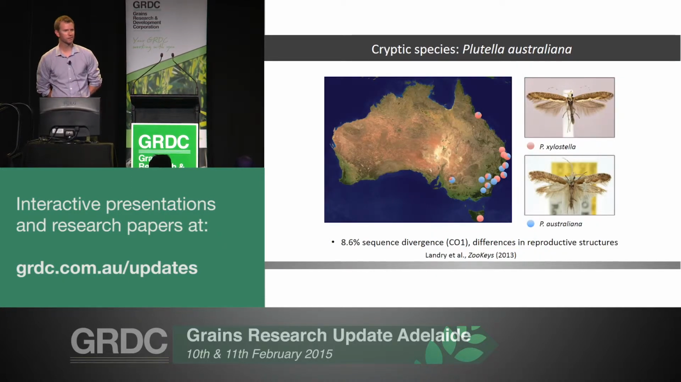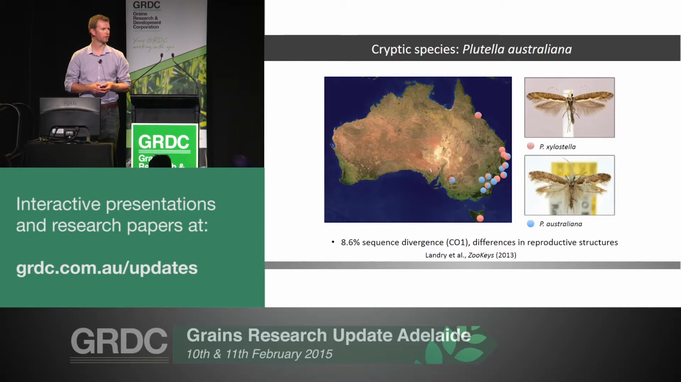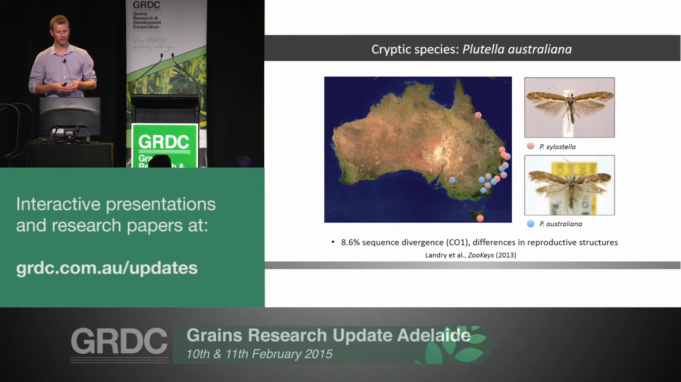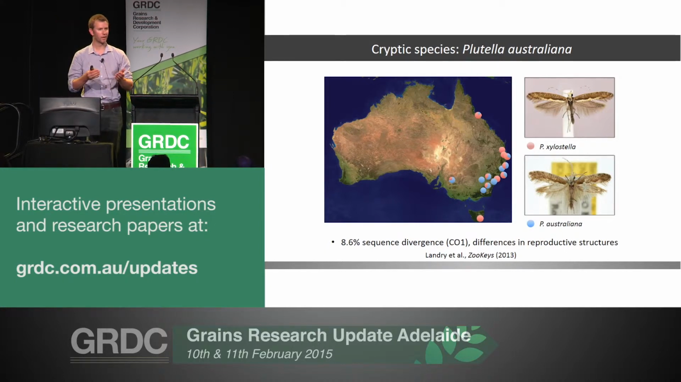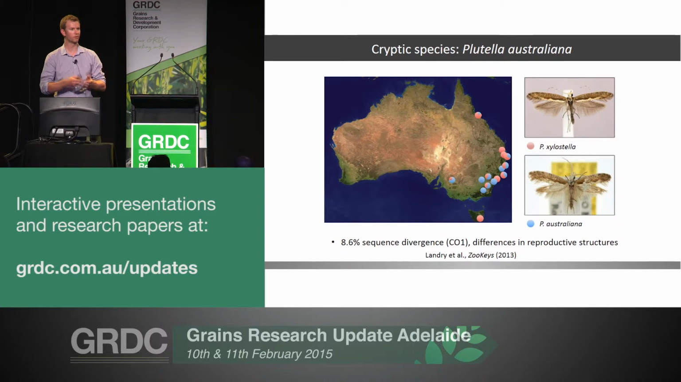To complicate matters, last year some Canadian researchers published a paper describing a new cryptic species of diamondback moth, which is now called Plutella australiana. These were discovered in light trap samples collected from eastern Australia between 2004 and 2012. You can't tell them apart by looking at them, but they are quite genetically different and have differences in their reproductive structures. Because they weren't collected from plants, we still don't know what the host plants are and whether or not they're also a pest of canola. This is something we need to sort out quite clearly.